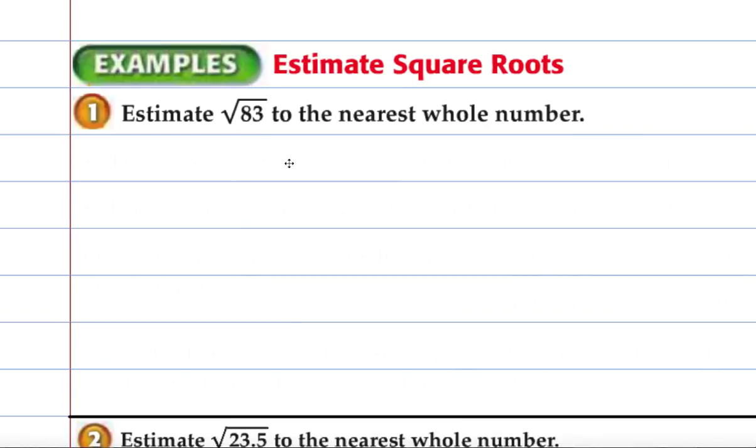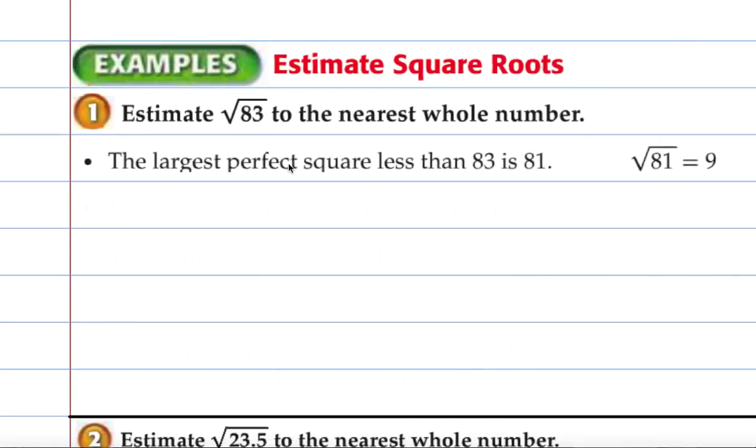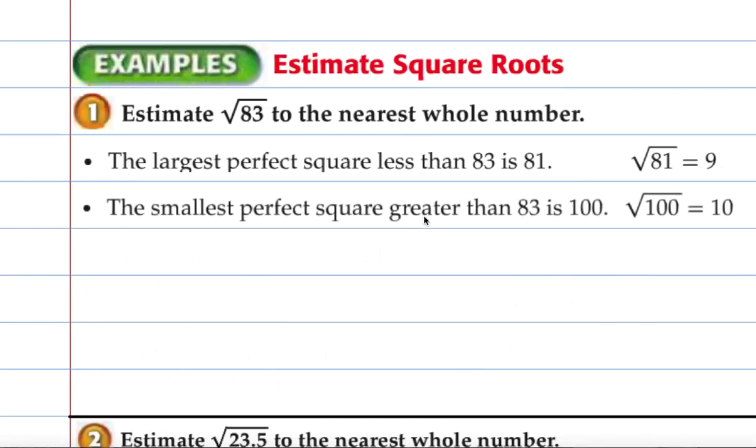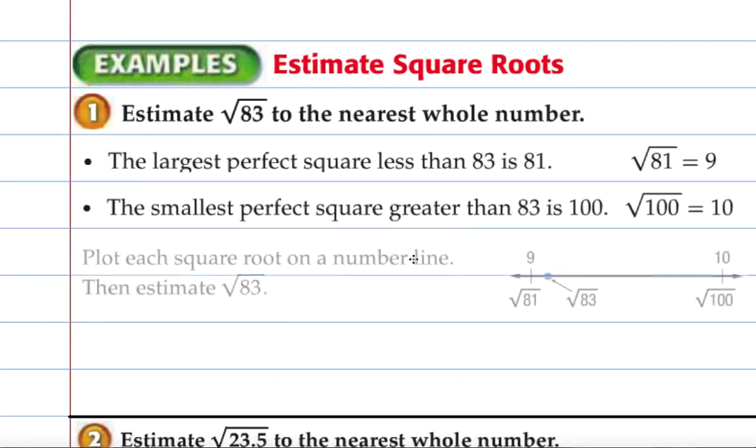Estimating the square root of 83. We say estimate for the ones that we know are not perfect squares. So 83 is not a perfect square, but we do know that the largest perfect square less than 83 is 81. The square root of 81 is 9. We know that the smallest perfect square greater than 83 is 100. Square root of 100 is 10. So we looked at what's around 83, and that's 81 and 100.